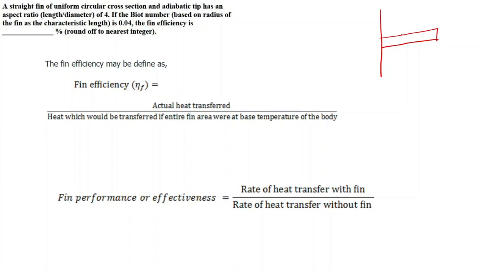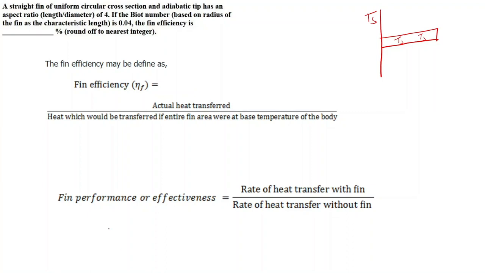There are two main parameters related to fin efficiency or effectiveness. The fin efficiency is defined as the actual heat transferred divided by the heat which would have been transferred if the entire fin were at the base temperature of the body. If my body's temperature is Ts, that means this entire fin should be at Ts. If such is the case, my heat transfer would be very much efficient.